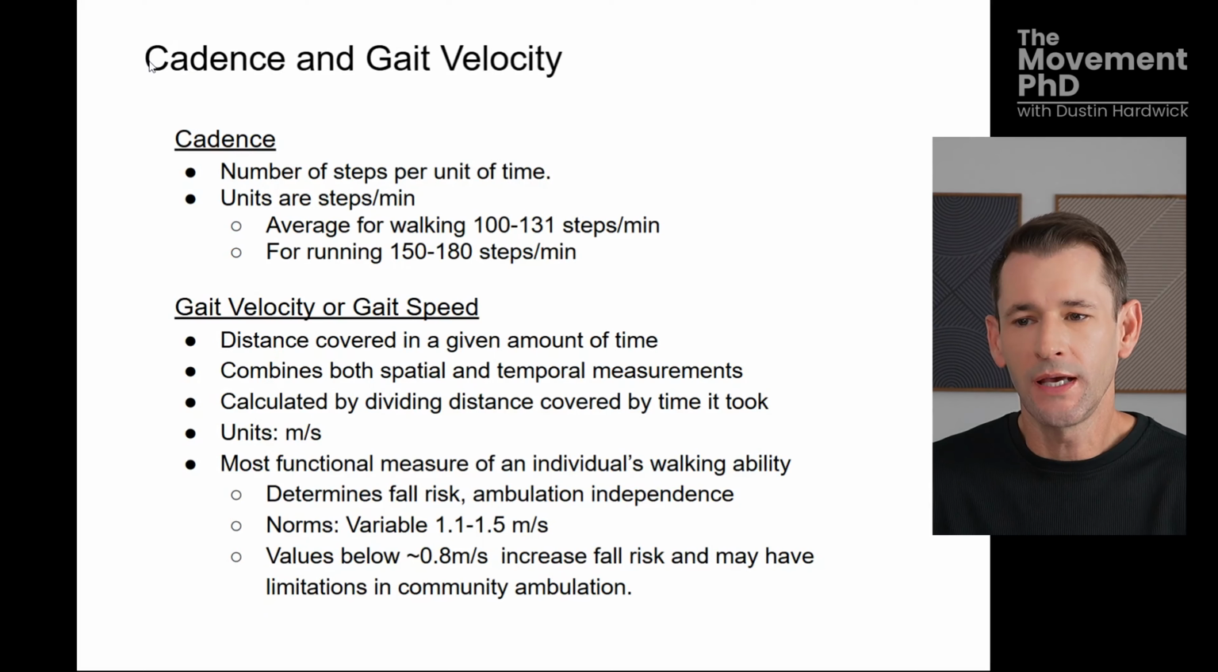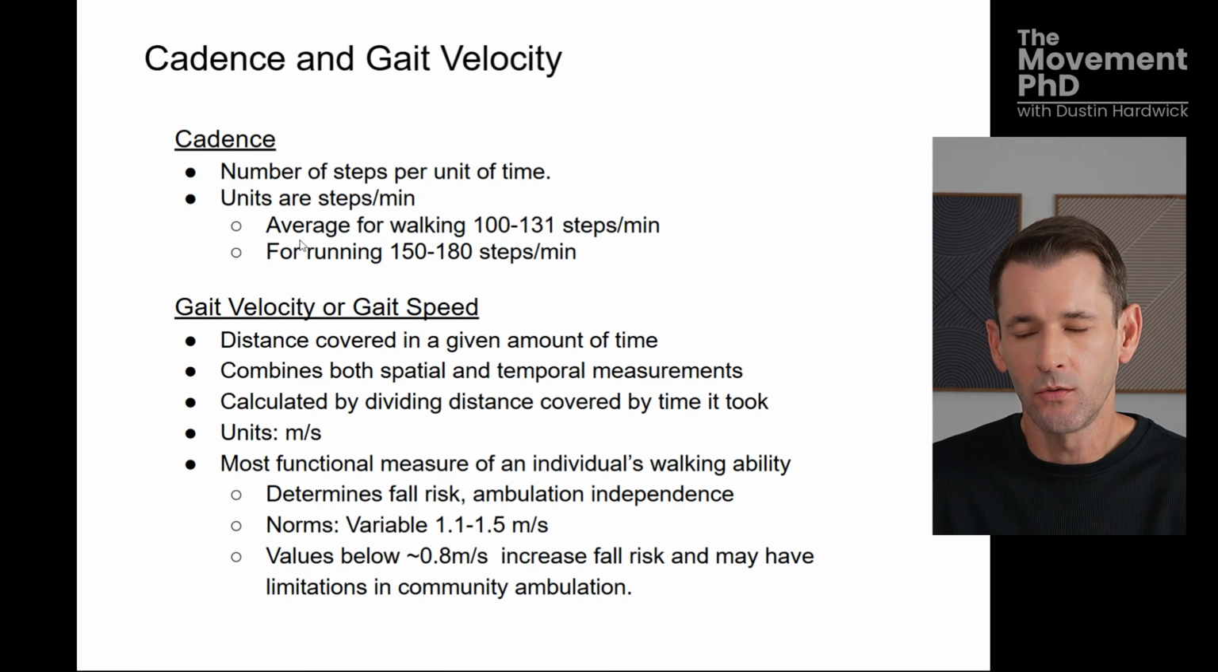Finally, we'll go through cadence and gait velocity. Cadence is a temporal descriptor of gait, and it measures the number of steps per unit of time. So we're going to use number of steps within 1 minute. For walking, our average is 100 to 130 steps per minute. With running, that increases to 150 to 180 steps per minute, with more elite runners being close to or above this 180 steps per minute. We'll describe running in further detail in subsequent videos.